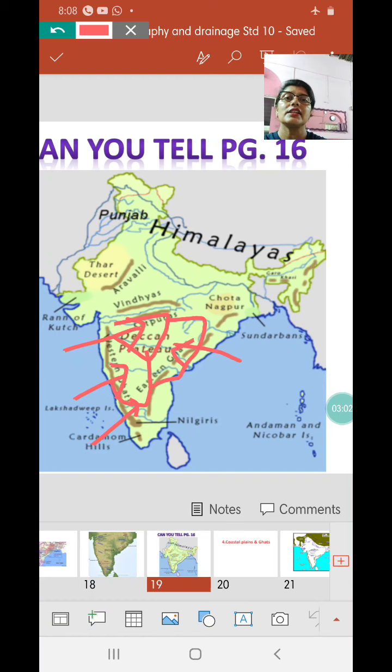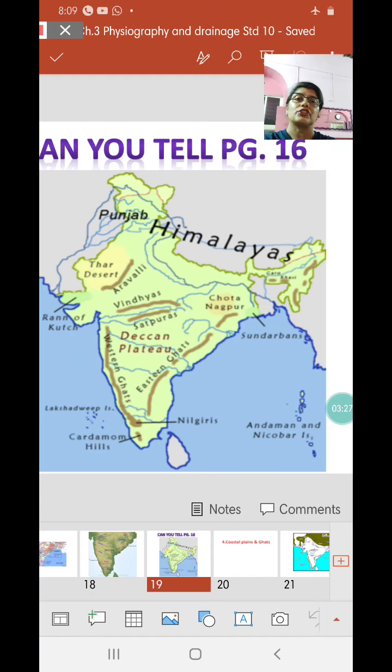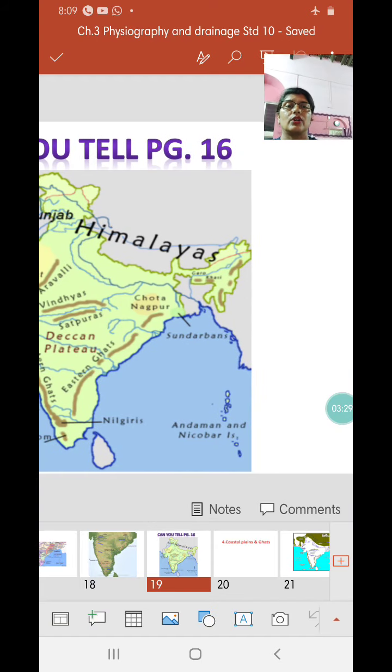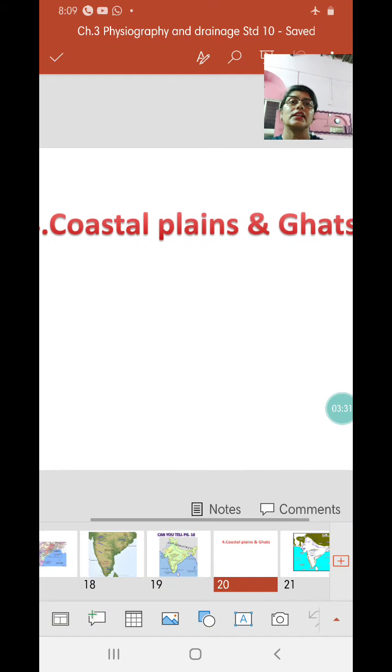Now Aravallis, here we need to note that these are the oldest fold mountains. If you remember, we spoke about Himalayas, and Himalayas are young fold mountains, but Aravallis are the oldest fold mountains, now remaining as residual mountains. So these are the divisions of the peninsular plateau. Then we come to the next division, which is called the coastal plains.